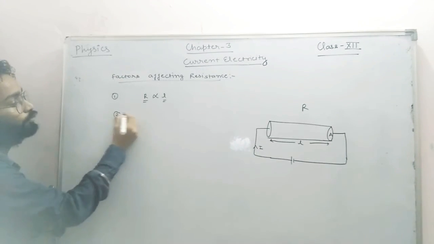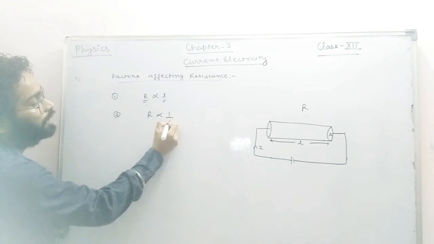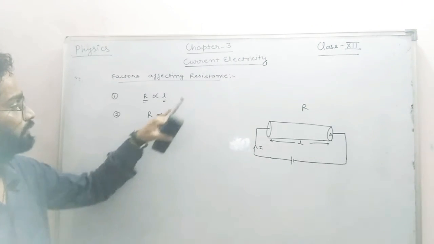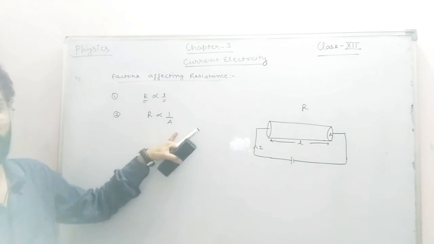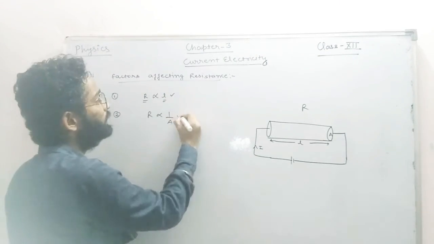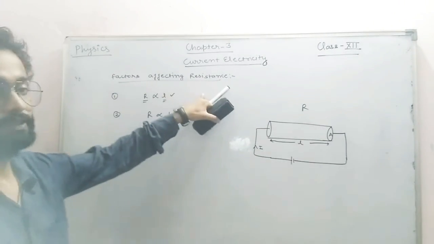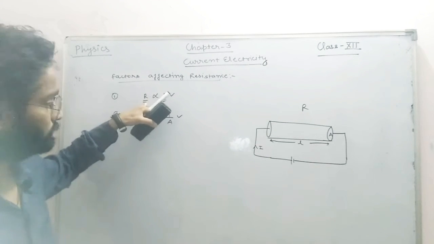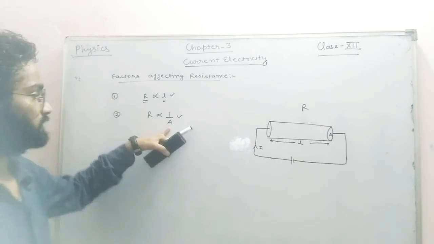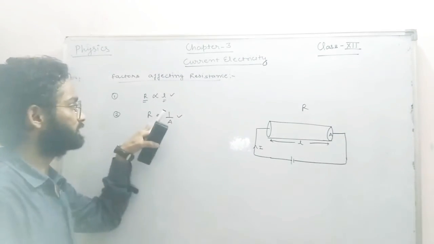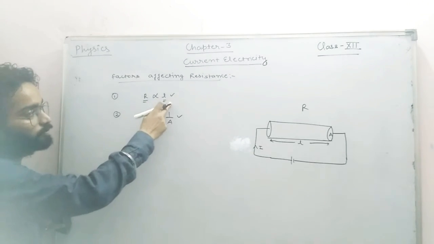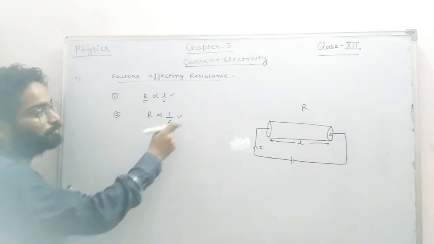And it is also inversely proportional to the cross section area. These are the two key points that can affect the resistance. That means the larger the length, the larger the resistance. And the larger the cross section area, the lesser the resistance. So R is directly proportional to L and R is inversely proportional to A.